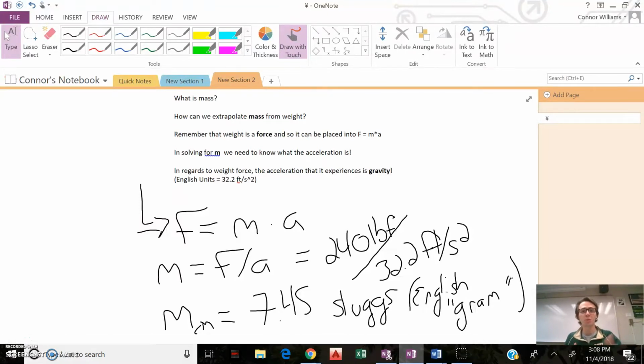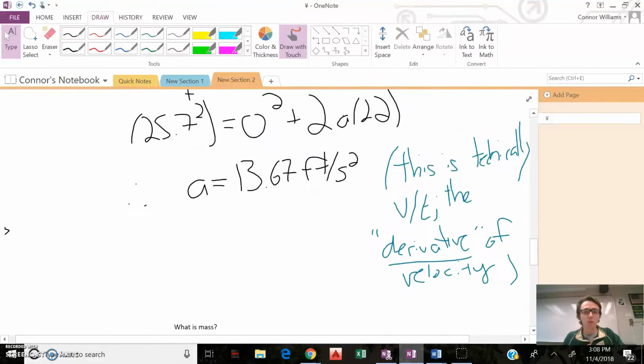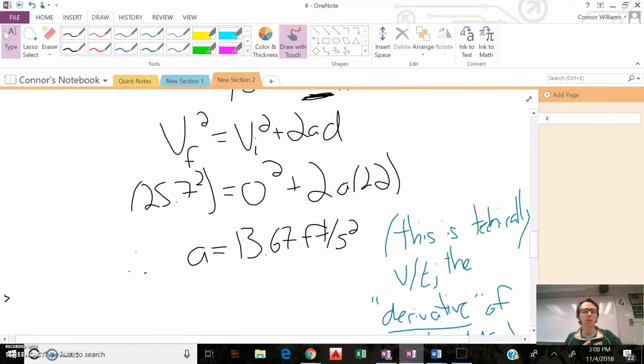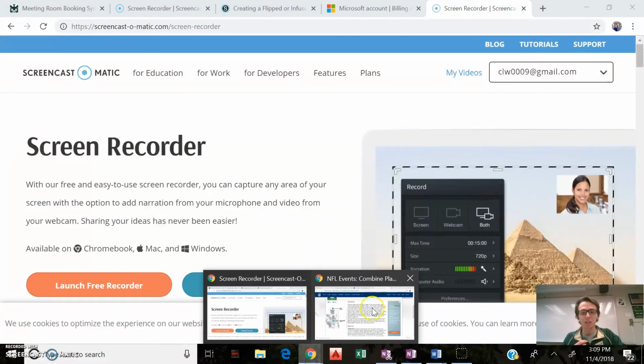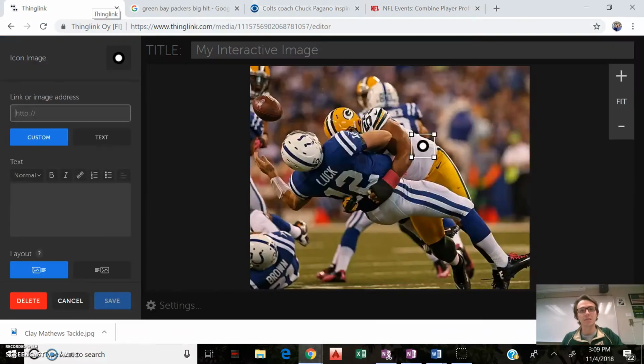As a refresher of what we were looking at, let's go back a little bit. We were looking at modeling the situation with Clay Matthews as a kinematic equation. And oh man, is this difficult to do. But we're looking at Clay Matthews, right? We're looking at how he interchanges motion with Andrew Luck as he hits him. So we're looking for the force of the impact, or the hit, that Clay Matthews makes on Andrew Luck. So let's dive back into it.